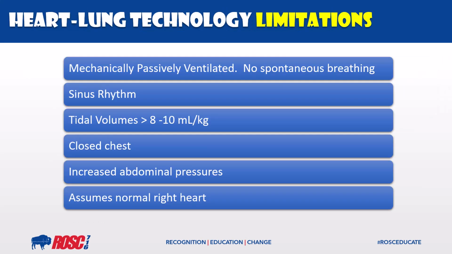However, there's multiple limitations of heart-lung technology. So the patient needs to be mechanically, passively ventilated. That is, no spontaneous breathing at all. They need to be in a sinus rhythm. Their tidal volume has to be at least 8 mLs per kilo of predicted body weight. They need to have a closed chest. They can't have any increased abdominal pressures. And again, this heart-lung technology assumes a normal functioning right heart.